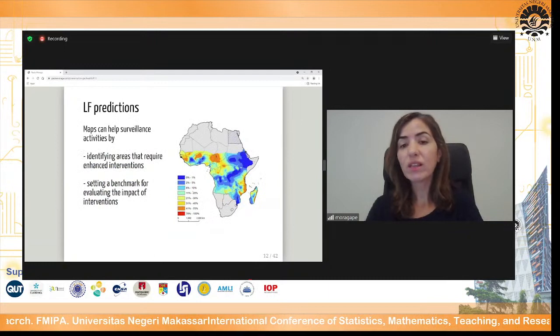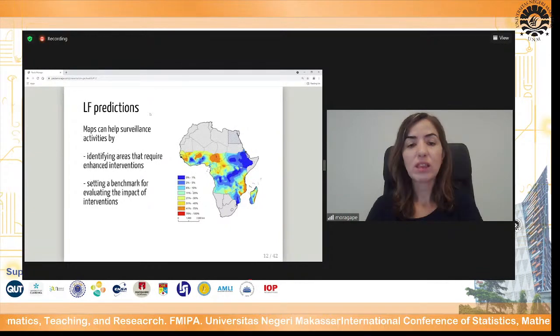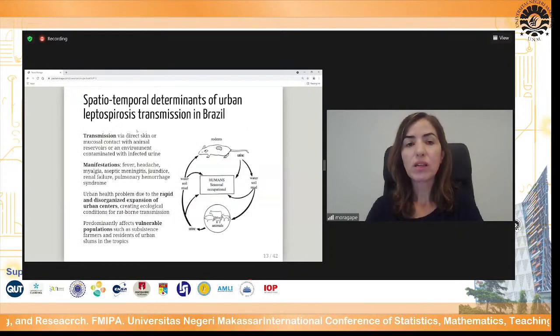So when we fit the model, this is what we get. We get a spatially continuous surface of the prevalence. Here we see that the risk is higher in the east coast of Africa and Madagascar, and also in pockets on the west, and the risk is lower in Ethiopia and in the center of Africa, in the impact of interventions. So the second example is about leptospirosis in Brazil.